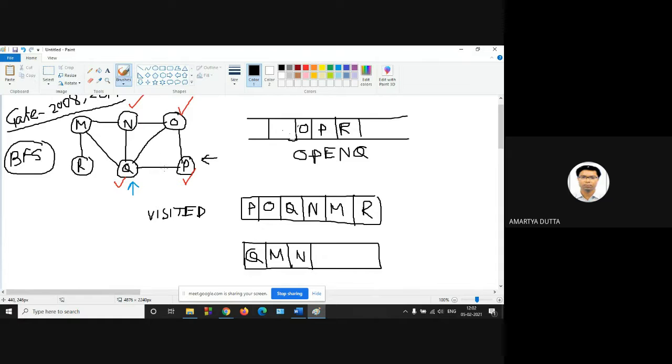Okay, next one, O, right? From O we are getting N, Q and P. Q is already visited, P is there in the open queue, and N is already in visited. So write down O here.